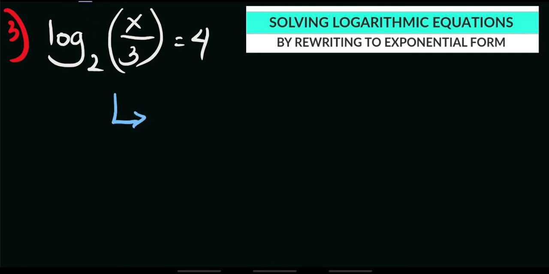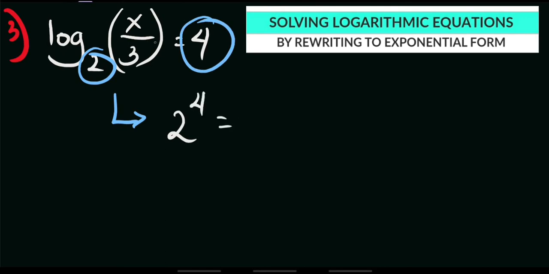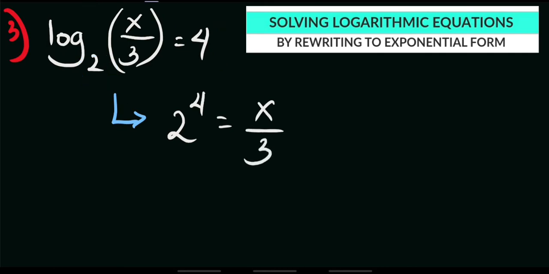Again, we have this base as 2. We have this exponent as 4. So it will give us 2 raised to 4, and that is equal to x over 3. Right? Next is to simplify this one. So if we have 2 raised to 4, that is equal to 2 times 2 times 2, 4 times. I think that is equal to 16. Right? 2 times 2 is 4, times 2 is 8, times 2 is 16. Okay, next. That is equal to x over 3.